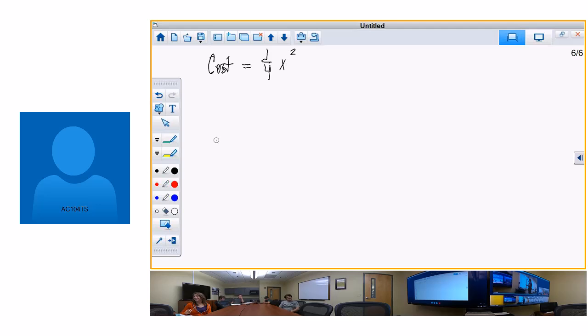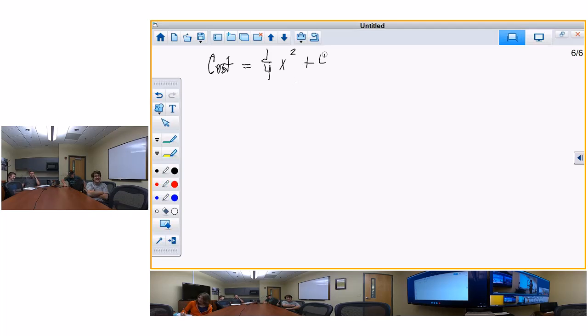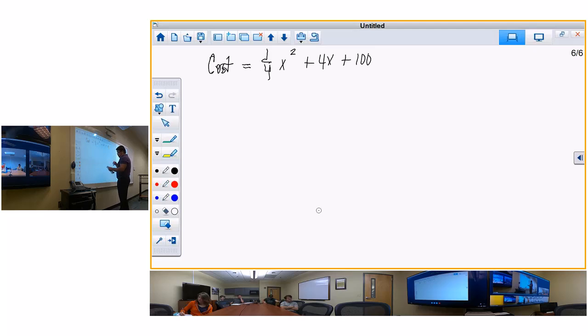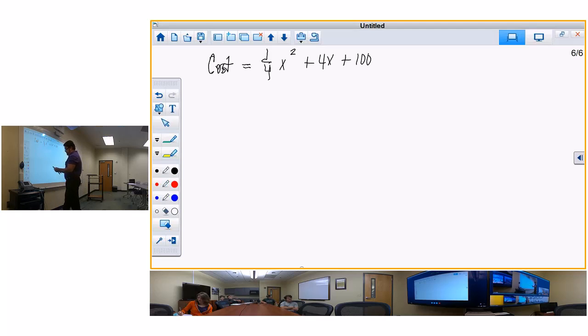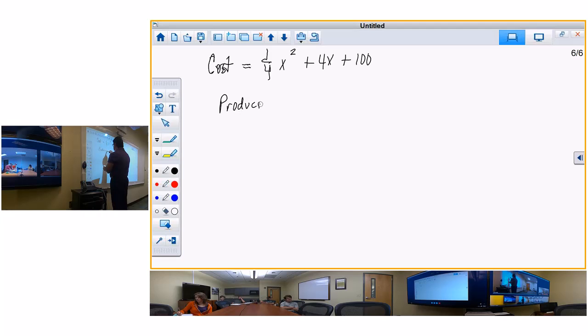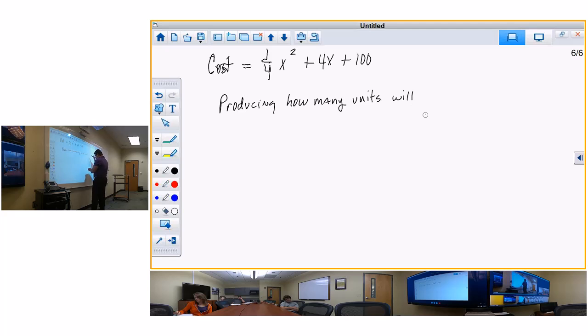Okay? The cost is C of x equals 1/4 x squared plus 4x plus 100. And they want to say: producing how many units will result in a minimum average cost per unit.